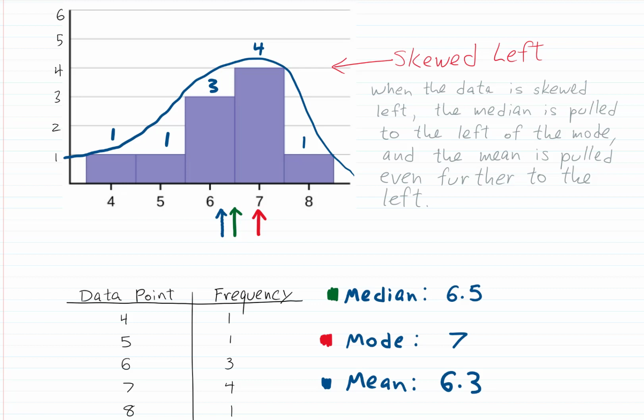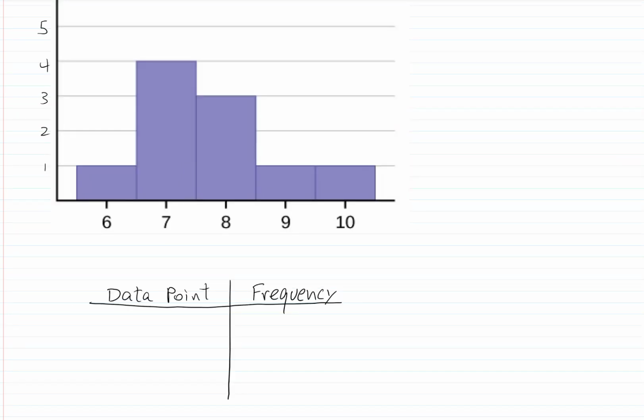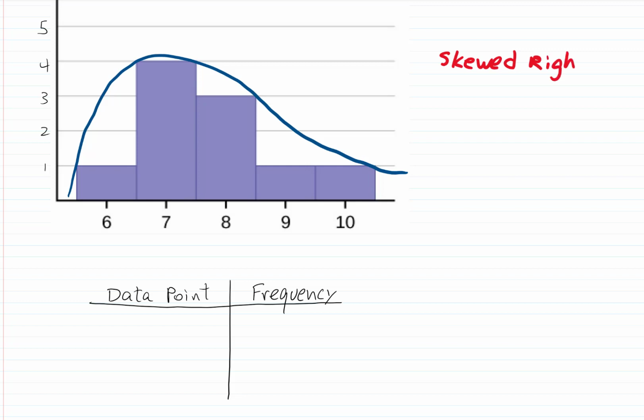The important thing I want you to know right now is that when the data is skewed to the left, it pulls the median to the left, and it pulls the mean even further to the left. Okay? All right, now let's look at some data that's skewed to the right. Okay, look at this data. You see how it's skewed like this? It's got that tail over on the right-hand side. So that's called skewed right. Or you could say right skewed. It's up to you.